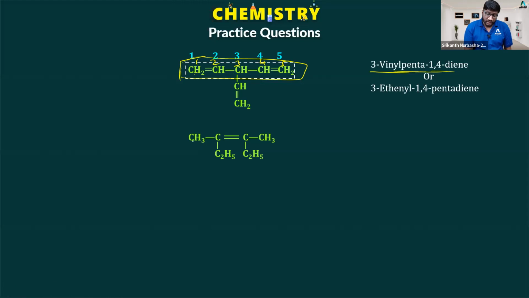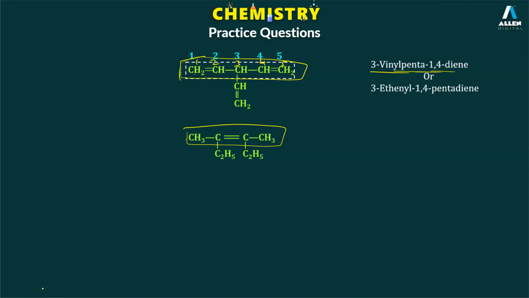What is the second name? CH3 C double bond C, CH3. Can I select the parent carbon chain like this and write the numbering like 2 comma 3 diethyl butene? Yes, sir. Is that correct? No, sir.